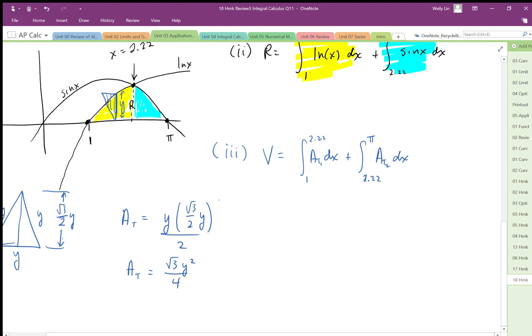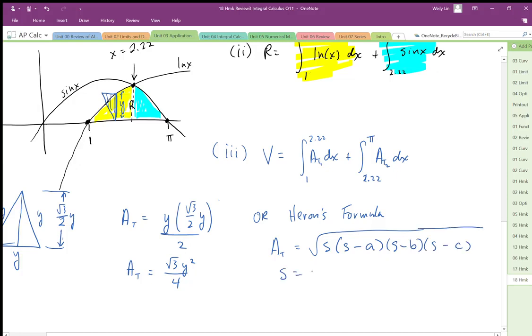That's one way. The other way is to use Heron's formula. If you don't know Heron's formula, you can't use it, but if you do, it looks like this. The area of the triangle is the square root of s times (s minus a) times (s minus b) times (s minus c), where s is the semi-perimeter, which is half of the perimeter. In this case the perimeter is 3y, so the semi-perimeter is 3y over 2.